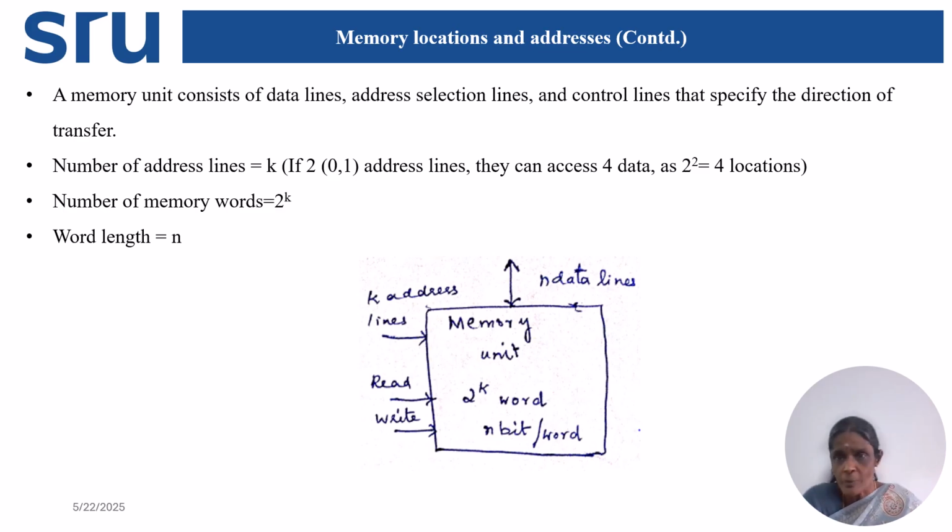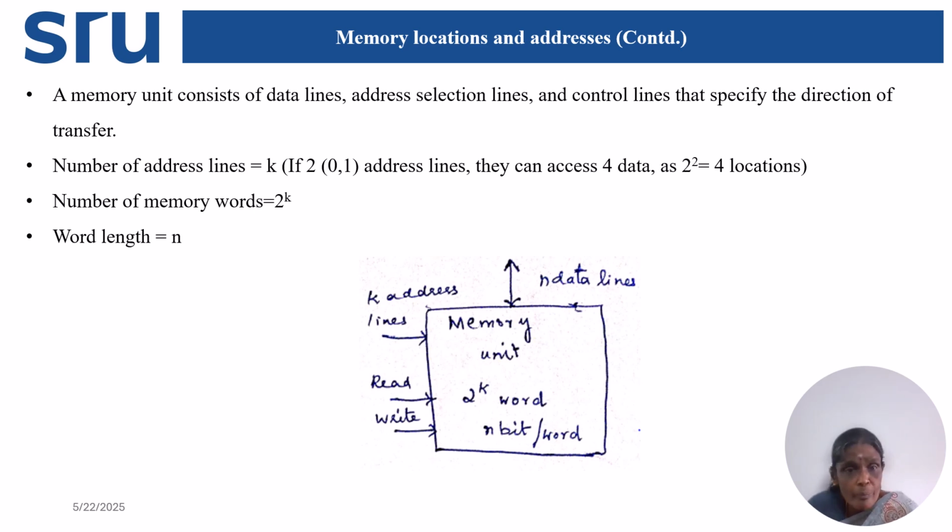And next, the memory unit consists of data lines, the address selection lines and control lines that specify the direction of transfer. Why are we specifying the direction of transfer? The data can be transferred from memory to processor for performing the task, or from processor to memory for storing the results after execution.